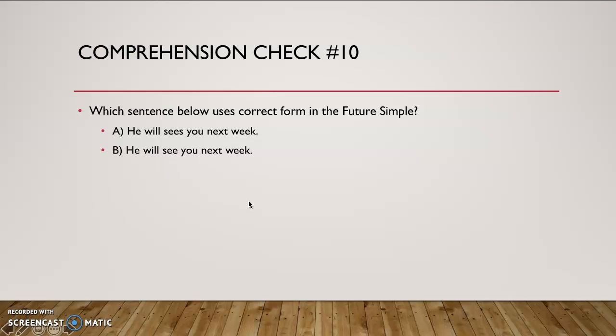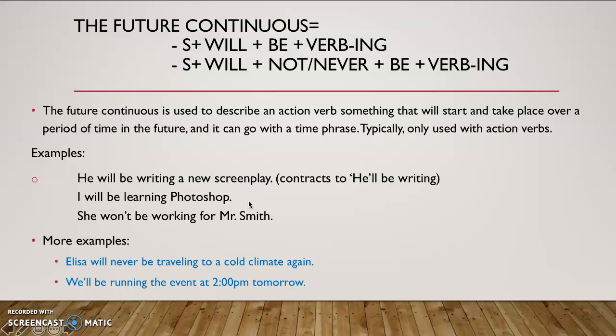All right, welcome back. Moving on, we are journeying into our second future tense. This is called the future continuous. So it's will plus be, then verb ing. To get the negative, you would put not or never between the auxiliary will and be.